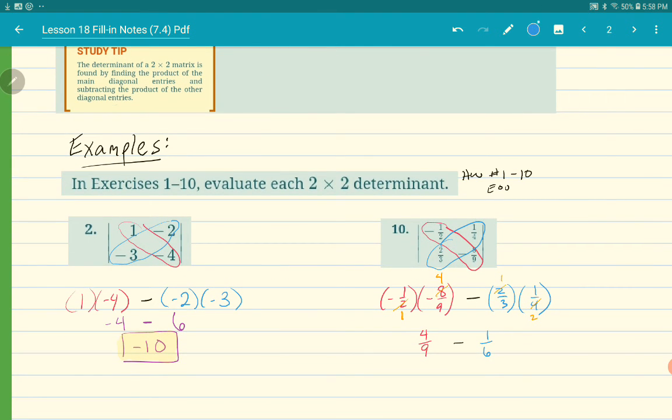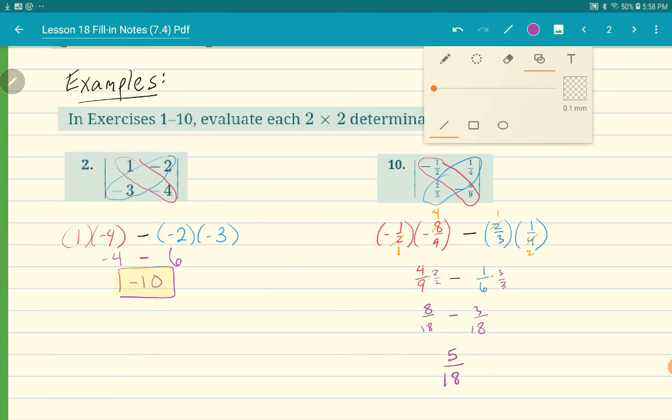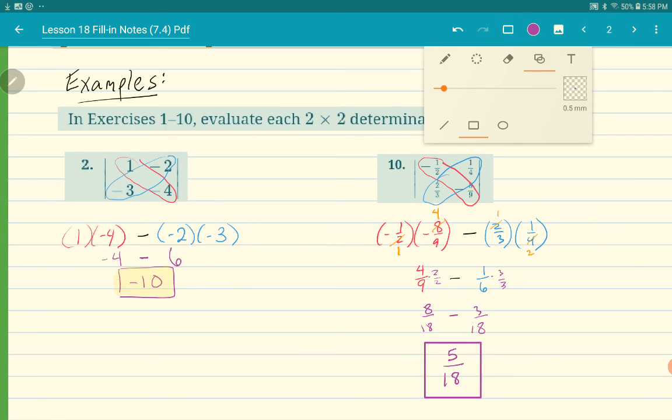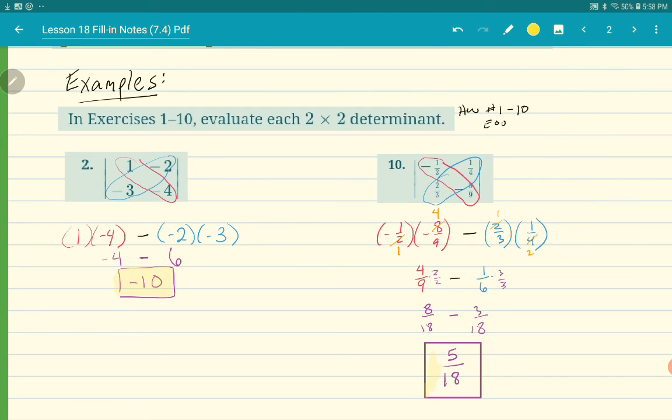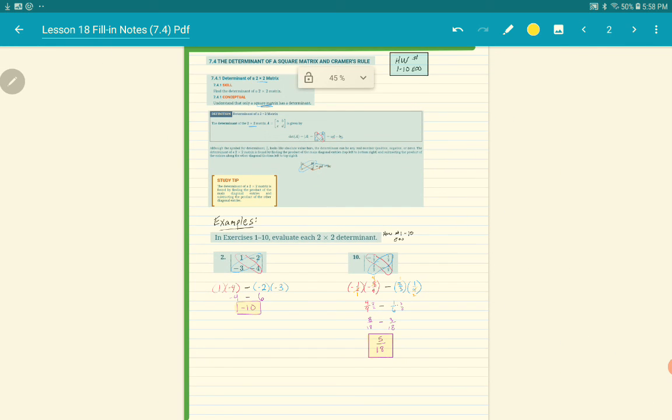All right, I can't combine those fractions by subtracting them. I'll have to get a common denominator. Let's use 18. So I'll multiply this by 2 over 2 to get 8 over 18, and this one by 3 over 3 to get 3 over 18, which gives me 5/18 as the determinant for that one. And that is 7.4.1.